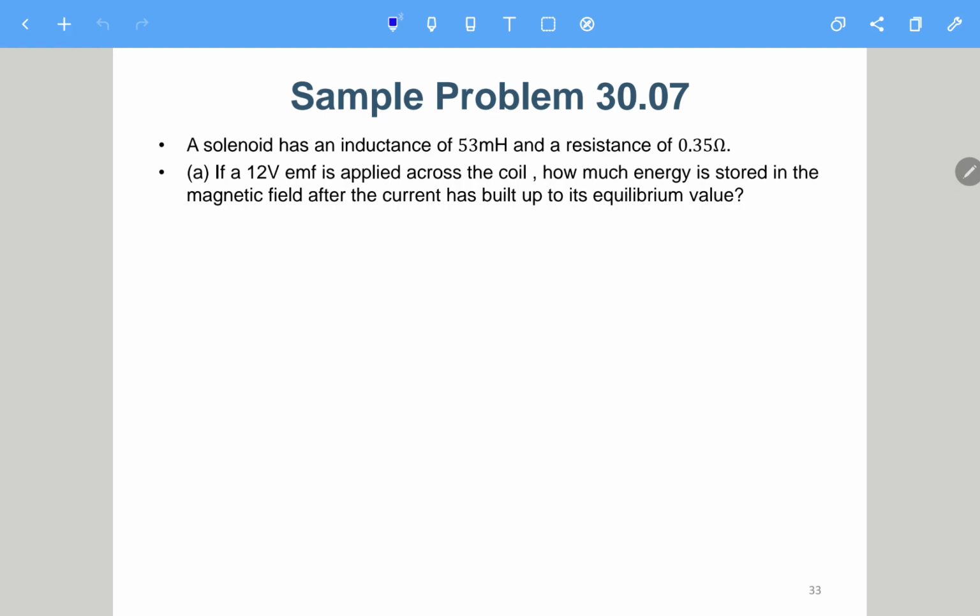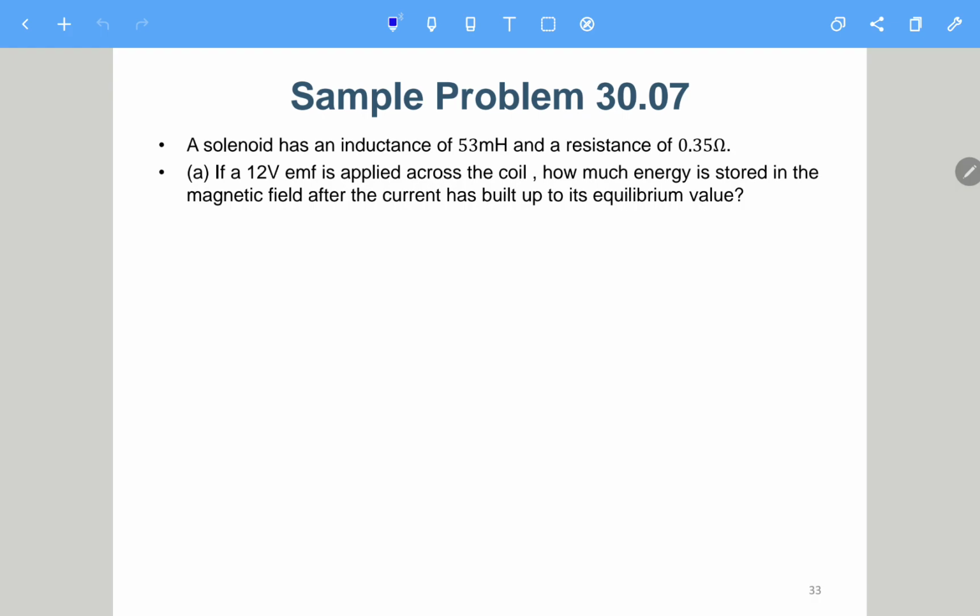So here we have another sample problem. It says a solenoid has an inductance, with the same value, and 0.35 ohm resistance. If a 12 volt EMF is applied across the coil, how much energy is stored in the magnetic field after the current has built up to its equilibrium value?